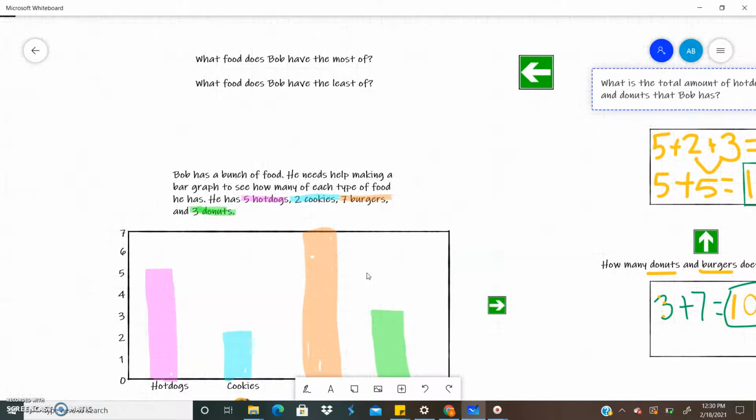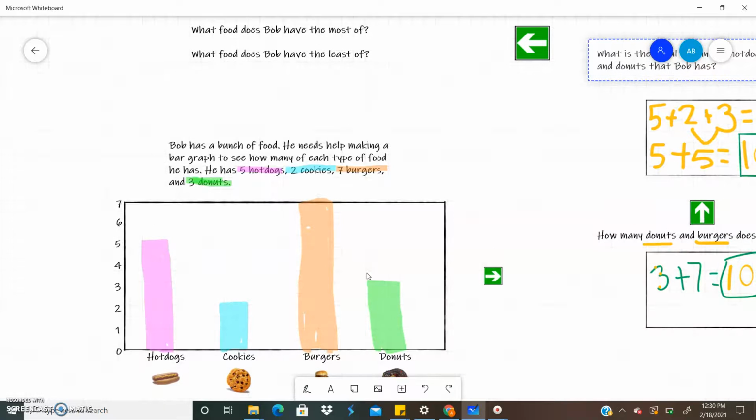What food does Bob have the most of? The most. You might also hear people ask you, which food does Bob have the greatest amount of? So which one has the most? Can we tell for sure by looking at our graph, our bar graph? Burgers, right? Burgers are definitely the one with the most.